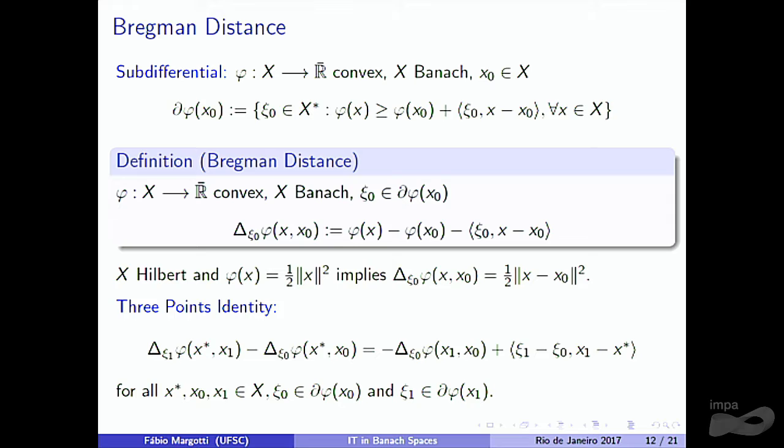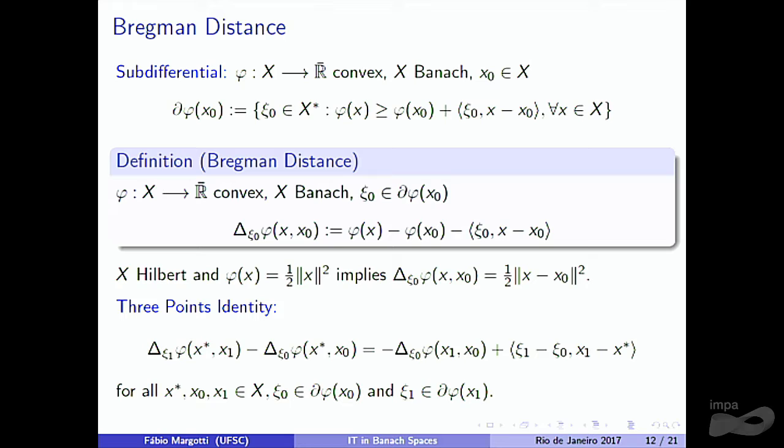Well, if you have good functions phi, I mean very convex or very smooth, then the properties of the subdifferential are better, and the Bregman distance also becomes better, in the sense that the properties are similar to the properties we want to have. For example, if phi is Gateaux differentiable at the point x0, then the subdifferential has only one point. That is the Gateaux derivative. And, okay. For example, in Hilbert spaces, if phi is this functional here, then the Bregman distance is only that.